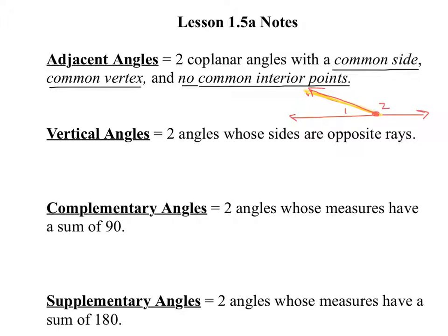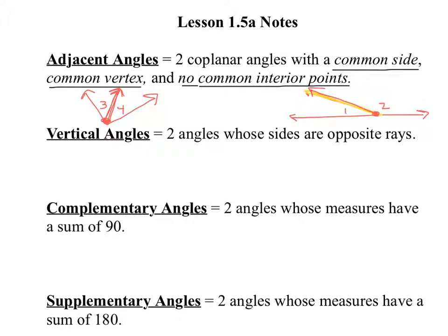Okay? Or it could look like this. Angle 3 here, angle 4 here, those would be adjacent. Okay? The only thing they share is this right here, that ray with the point where they meet. Okay? No overlapping. Then there's vertical angles, and vertical angles we'll talk a lot about.